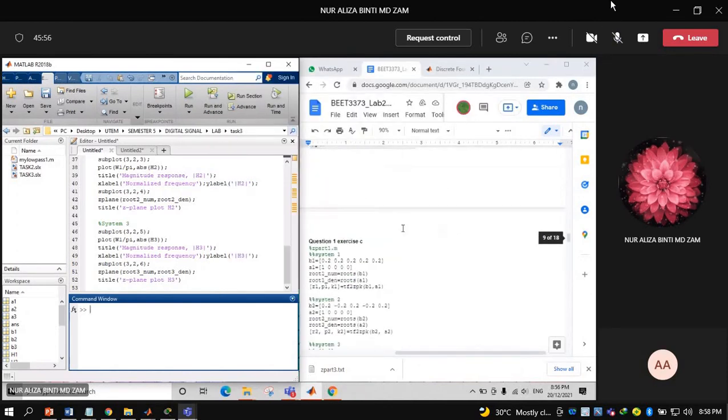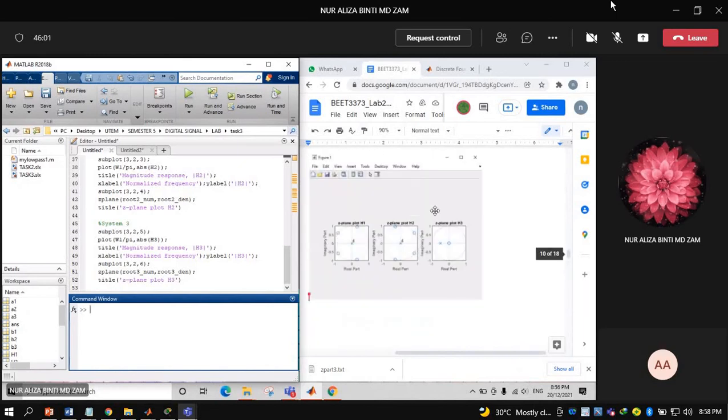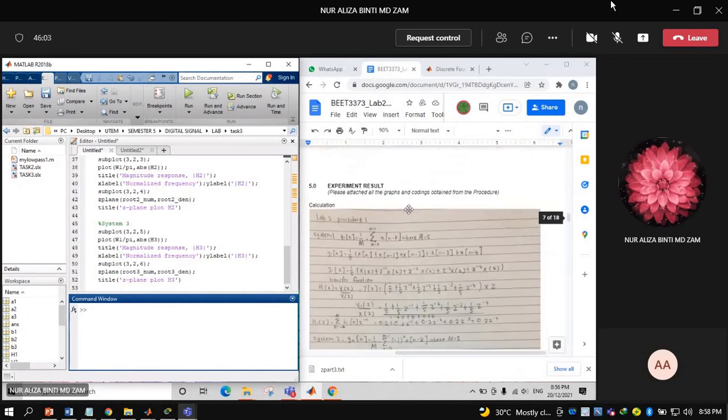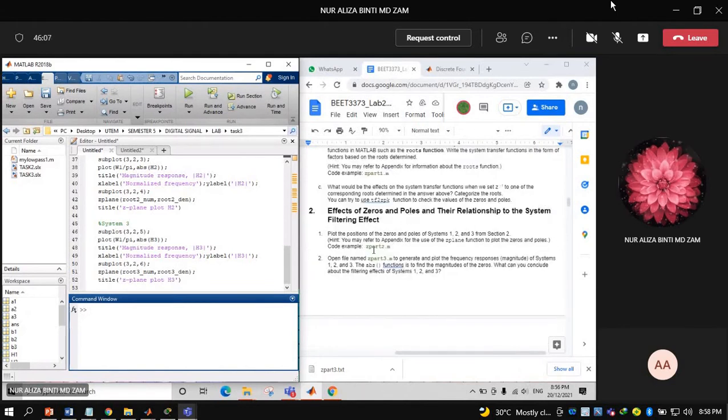Okay, for question 2 part 2, this is the coding. For question 2 part 2, we have to use the Z part 3 file to generate the plot of frequency response and response magnitude of system 1, 2 and 3, and then we have to use the ABS function to find the magnitude of the zeros. What can you conclude from the filtering effect of system 1, 2 and 3?